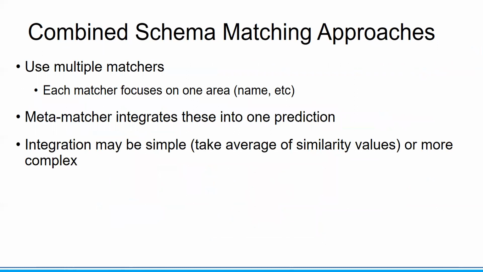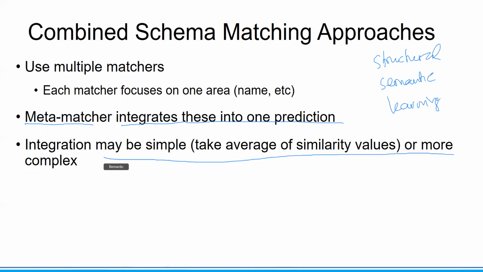If you want to combine, you can combine with the others. Let's say you want to combine the structural with the semantic, and then with learning-based. Of course, it's possible. So it is the combination, and we need to have the meta matcher. The meta matcher integrates these into one prediction, and the integration may be simple, like taking the average of the similarity values, or more complex.